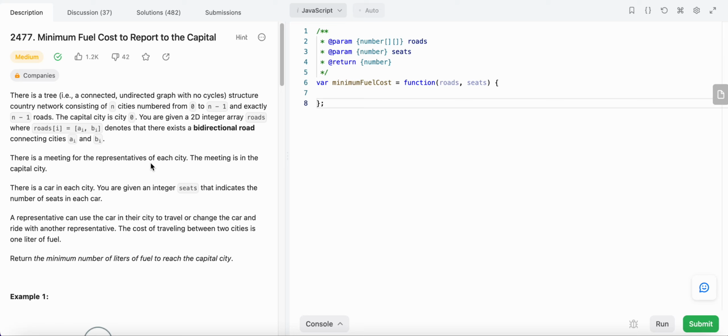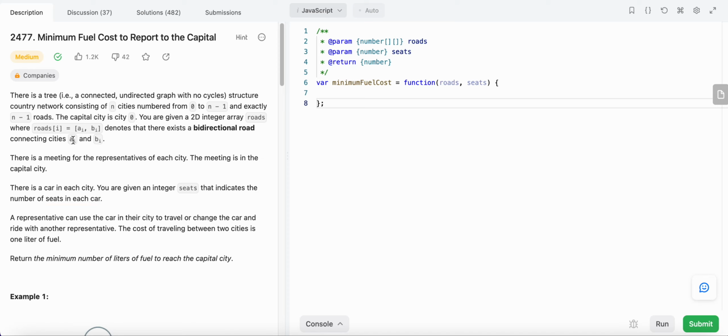Friends, today I am going to solve LeetCode problem number 2477, minimum fuel cost to report to the capital. In this problem we are given an array roads where each element represents a bidirectional connection between two nodes. Basically these two nodes are cities and there is a bidirectional road between them, and we are also given an integer seats, where the value of seats represents the number of seats available in each car.